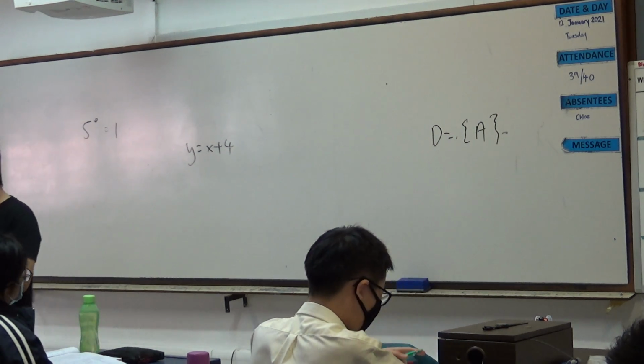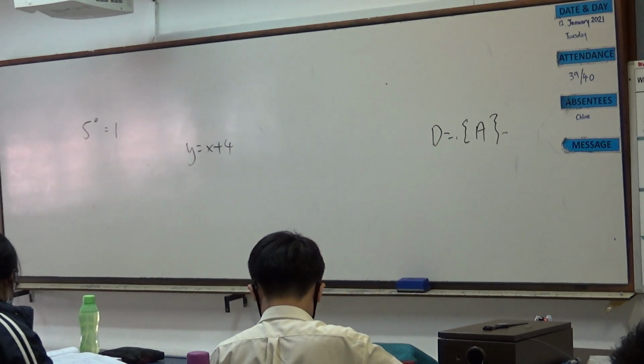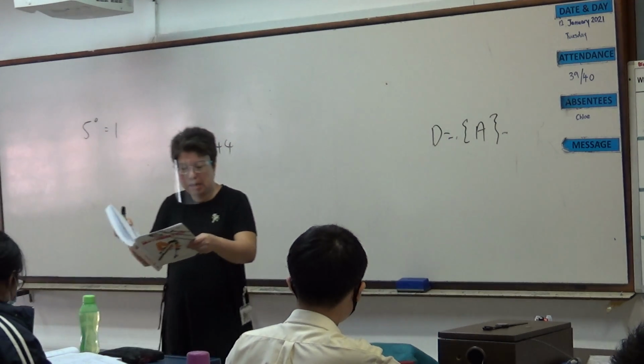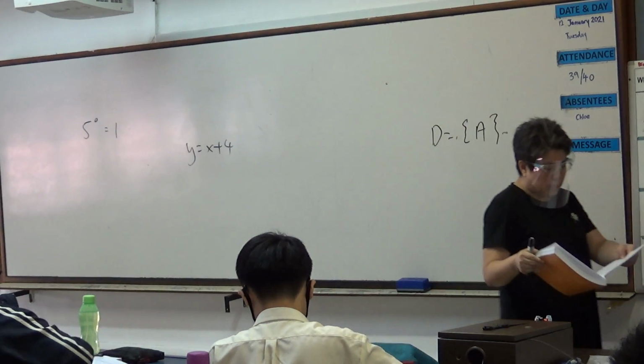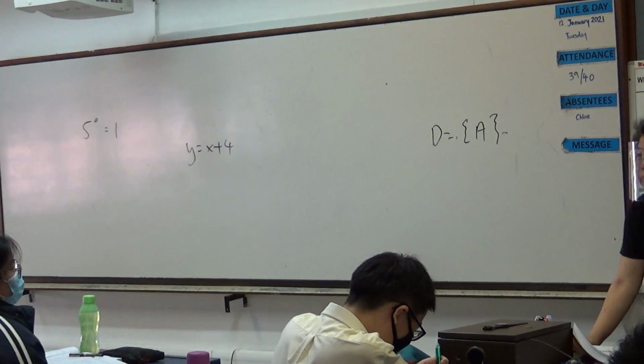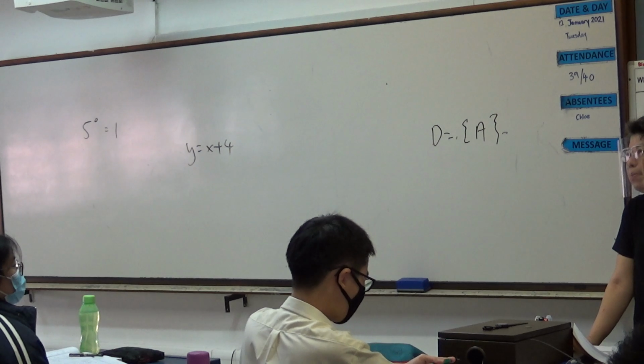Okay. List all the elements in each of the following sets in set notation and state whether it is an empty set. E is the set of odd numbers that are divisible by 2. This is confirmed an empty set. Because there's no odd number that's divisible by 2.